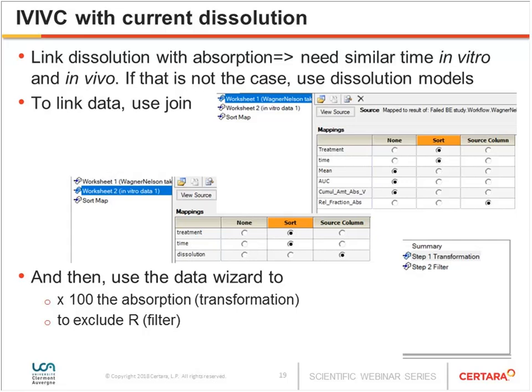And I have, of course, to multiply my absorption by 100, because my dissolution very often is expressed from 0 to 100% dissolved, but my relative fraction absorbed is a fraction from 0 to 1. That is from 0 to 100 of 1. And I have also to exclude the formulation error using a data wizard, because I want to set up my IVIVC or my own formulation, because I can control the release characteristics through my formulation and process.